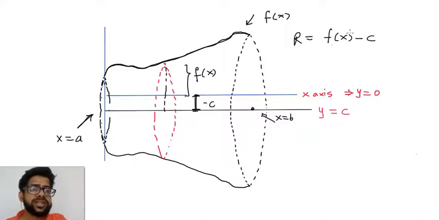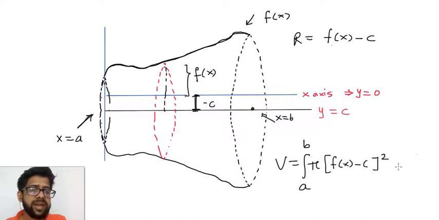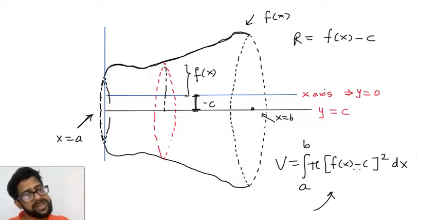So in the computation, this will give a positive result, and therefore we can write down the volume of the rotation of this area between the function f of x and the line y equal to c as: volume is equal to the integration from a to b, where a and b are the limits of the rotation for the given area, of pi times the radius squared, which is (f of x minus c) squared dx. This is the formula for the rotation of any given area about the line y equal to c.